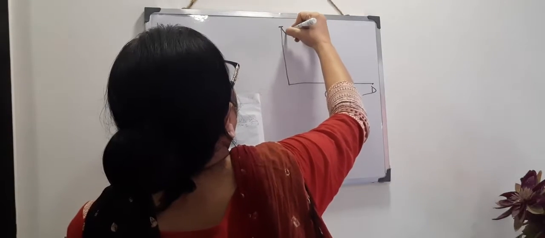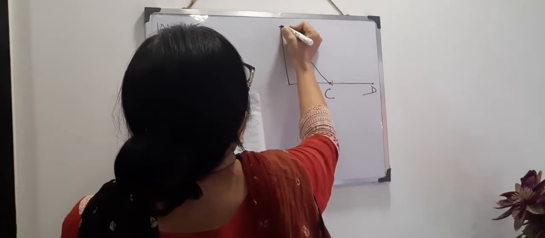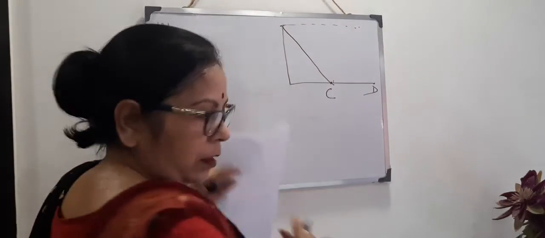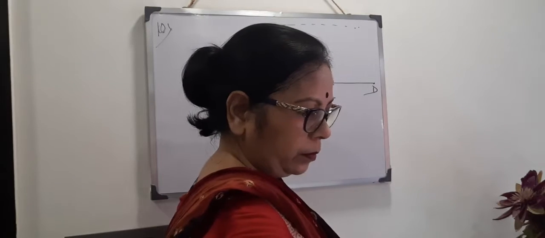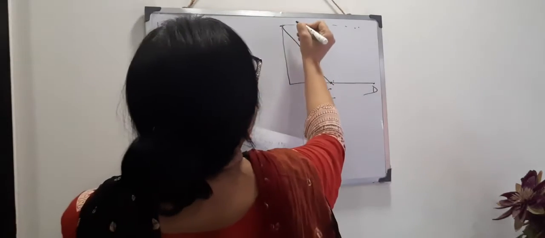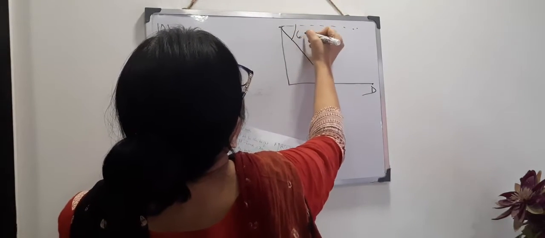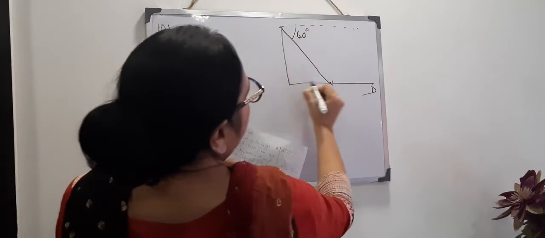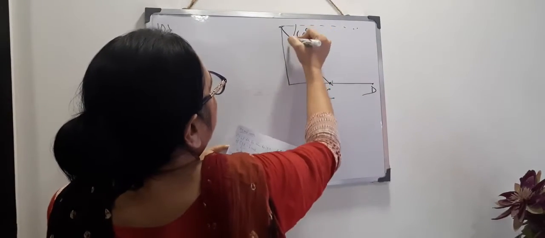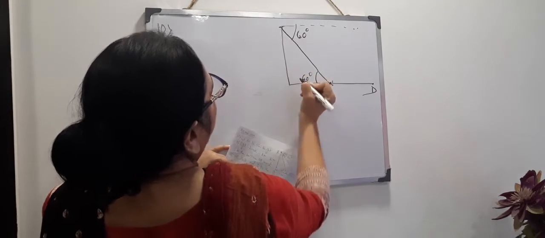So first, this angle of depression is given 60 degree. This angle of depression is 60 degree. Now you know this line and this line are parallel. So if this is 60, by alternate angle, this one will also be 60 degree. Clear?